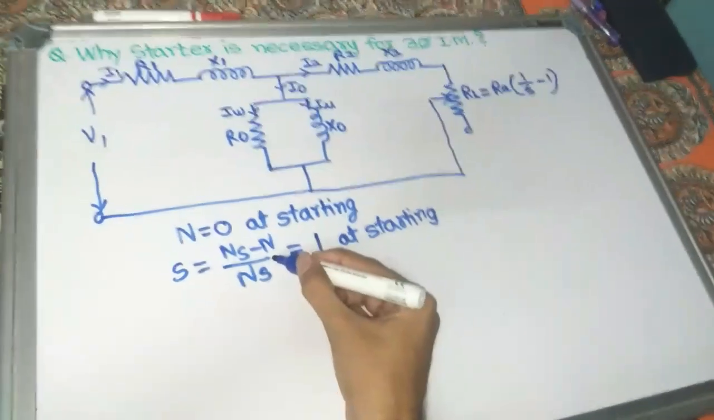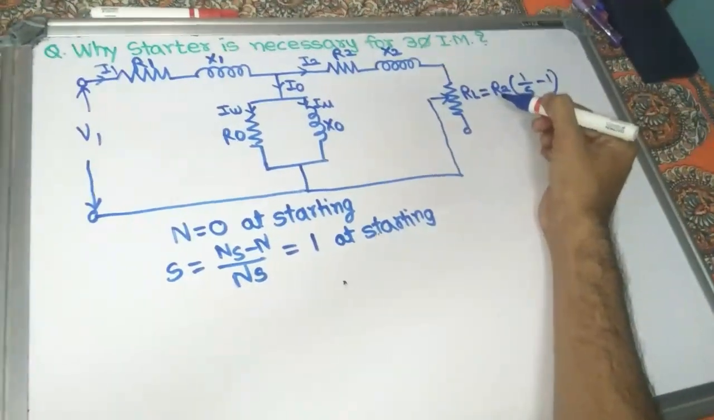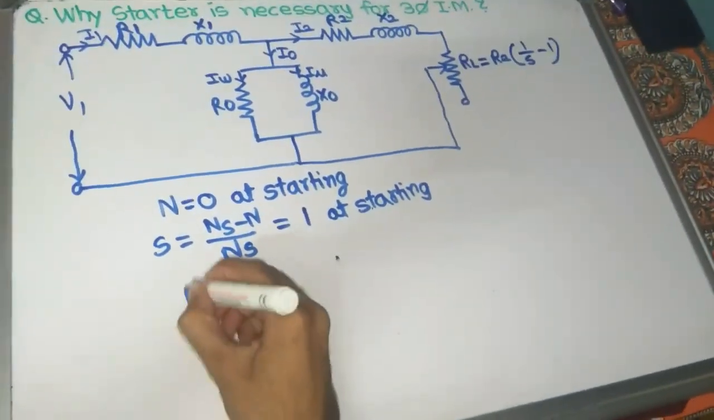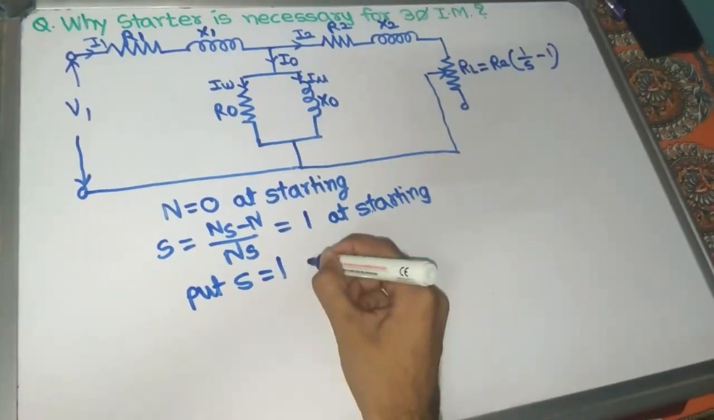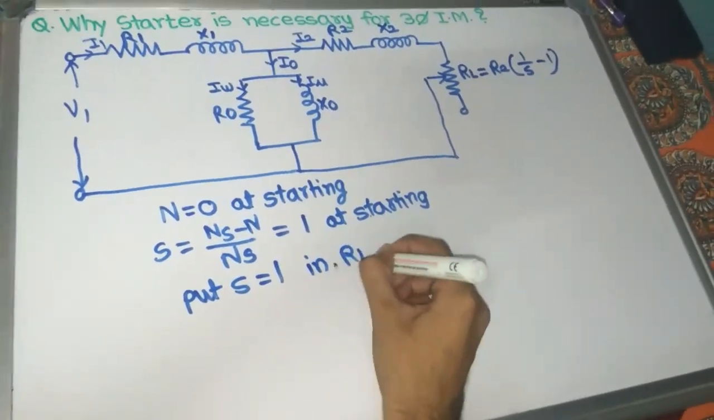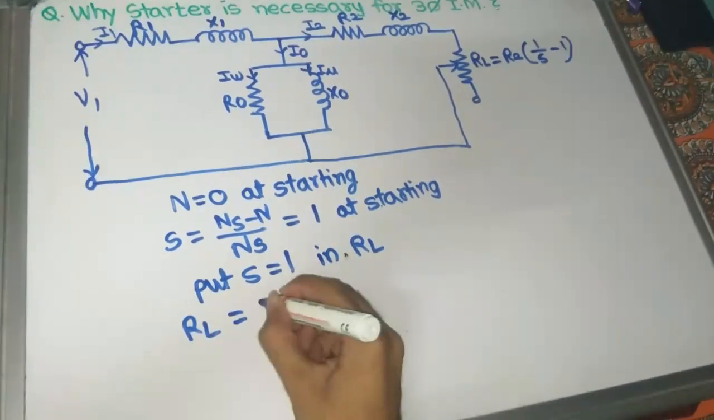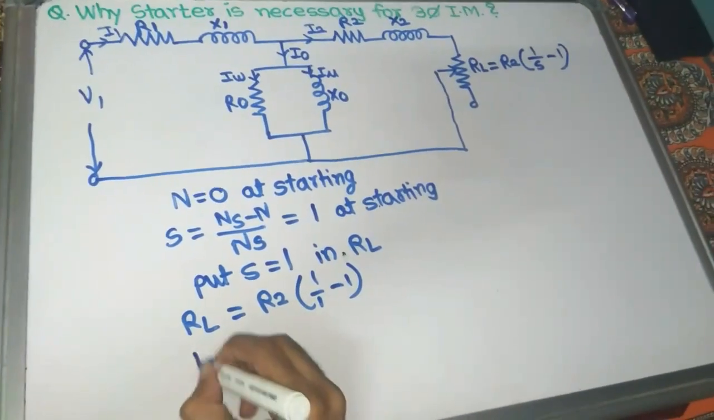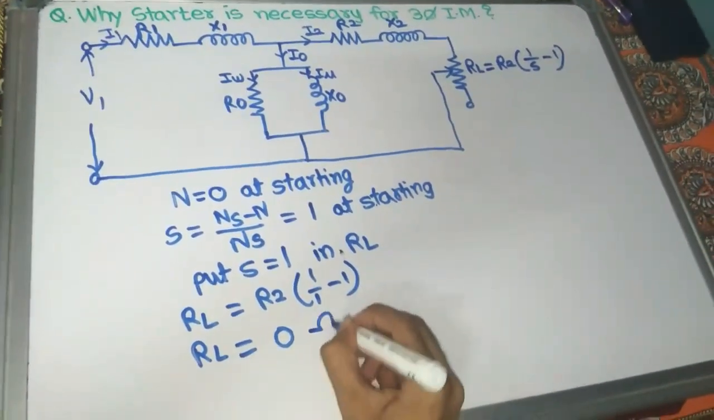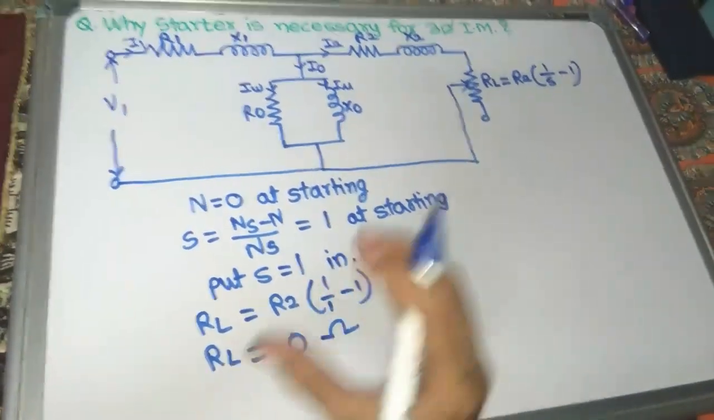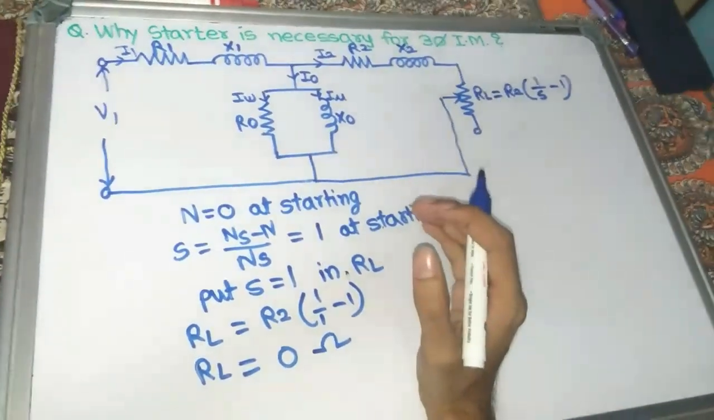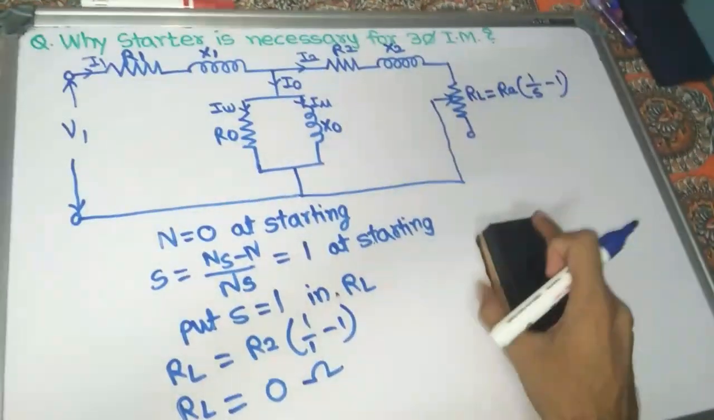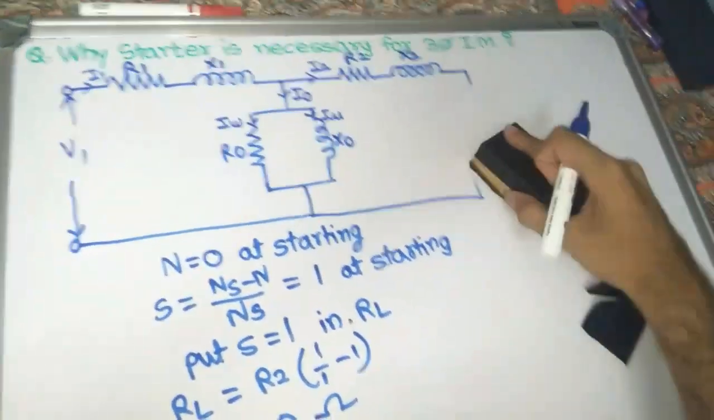So put s equal to 1 in the electrical equivalent of mechanical load RL. RL equals R2 in bracket 1 by 1 minus 1, so RL equals 0 ohm. It shows that when the motor is at the starting instant, its mechanical load is 0 and the rotor is acting as a short circuit. So this resistance is 0.